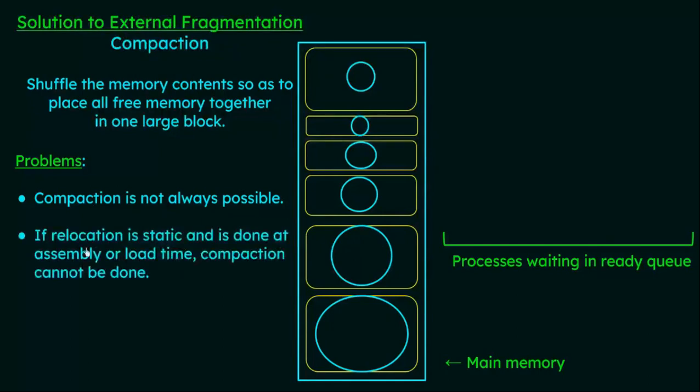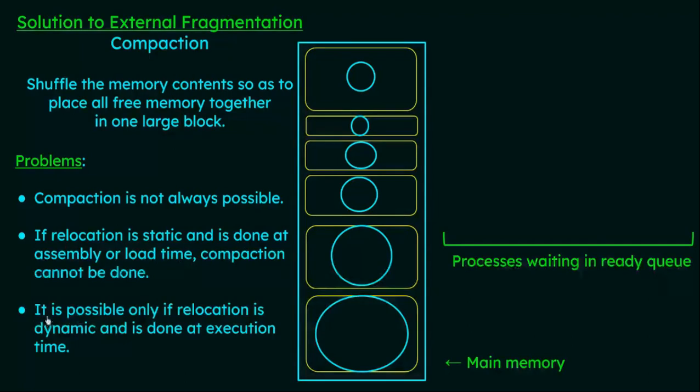And why is that? If relocation is static and is done at assembly or load time, compaction cannot be done. We have already talked about relocation being static and being done at assembly time or load time in the previous lectures. So if the relocation is static and is done at assembly or load time, then compaction cannot be done. Compaction is possible only if relocation is dynamic and is done at execution time. Only if relocation is done at execution time, compaction is possible. In the other cases, compaction will not be possible. So we see that we have a solution to external fragmentation using compaction, but this is not the best solution because it cannot always be used.